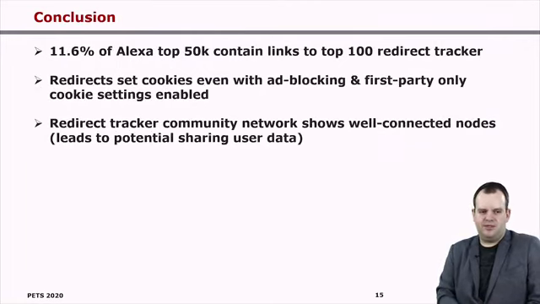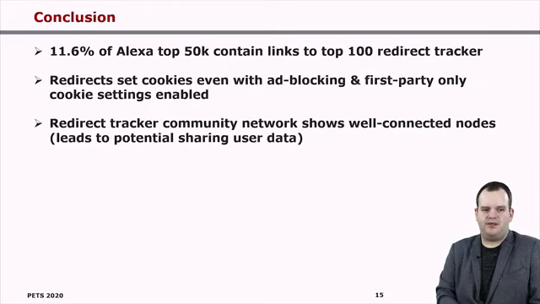To conclude, we figured out that 11.6% of the Alexa top 50,000 domains contain links to the top 100 redirect trackers. Those trackers are able to send cookies in your browser even when you configured your browser to accept first-party cookies only and you have ad blocking enabled. That gives them a huge potential for tracking compared to typical third-party trackers. And those trackers form some kind of community network, which means they could potentially share their data, which makes them even more dangerous.